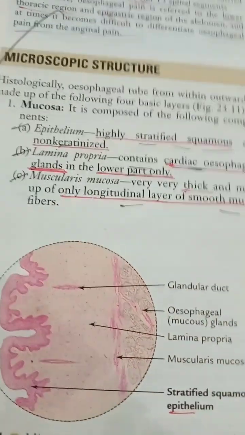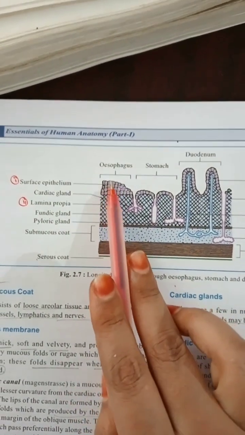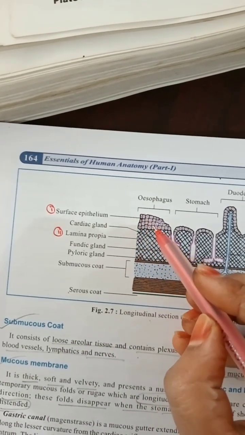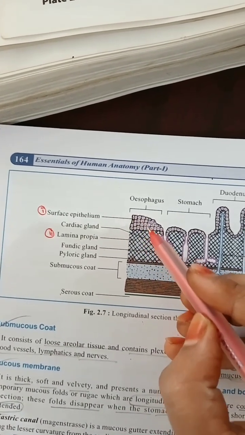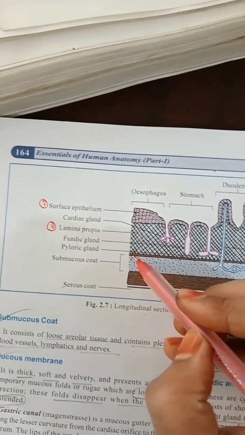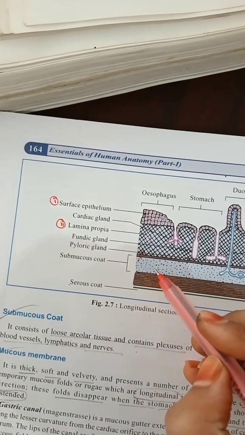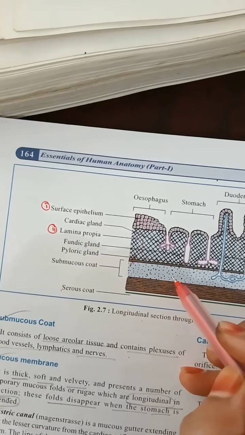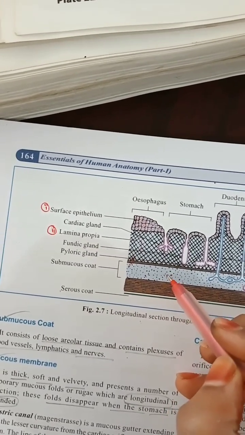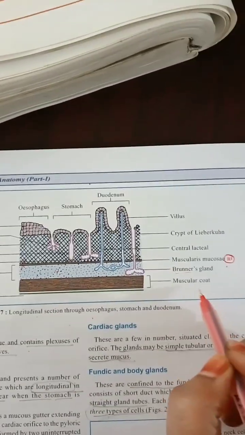Here is another picture, which is the longitudinal section through the esophagus, stomach, and then the duodenum. Here is the esophagus; this portion is the mucosa, and we can see the stratified squamous epithelium with multiple layers. Then this portion is the lamina propria, and this thin portion is the muscularis mucosa. After that is the submucosa, which contains areolar tissue, plexus of blood vessels, nerves, and lymphatics, and sometimes glands also.